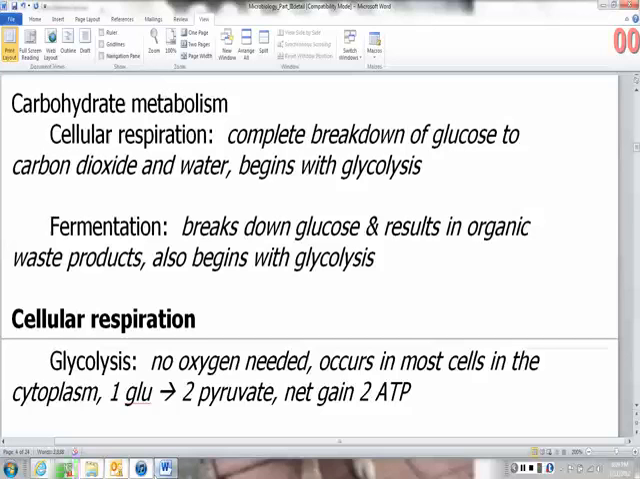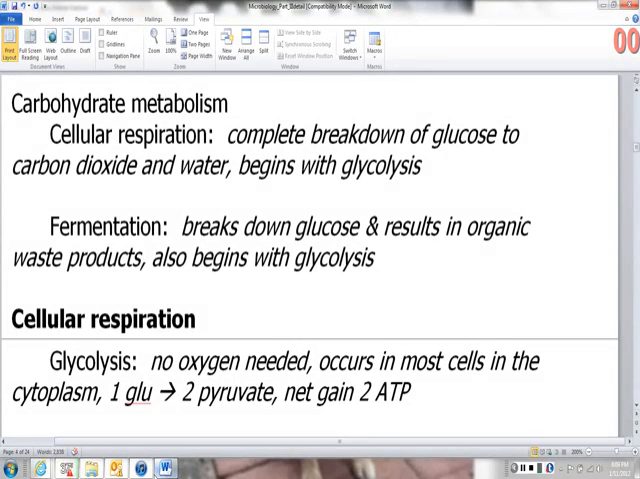There are a few major pathways used to break down sugars. With cellular respiration, the carbohydrate glucose is broken down all the way to carbon dioxide and water. The process begins with glycolysis, which splits the glucose in half.